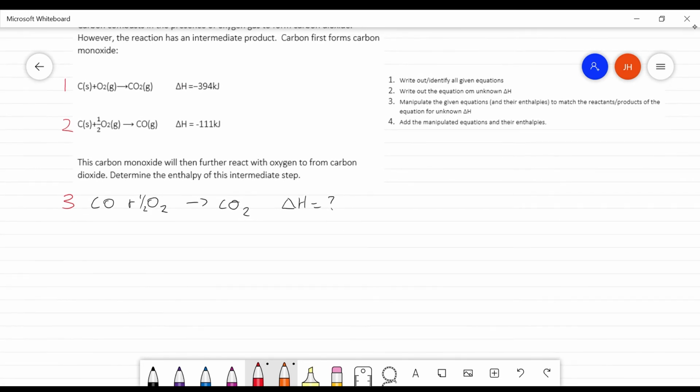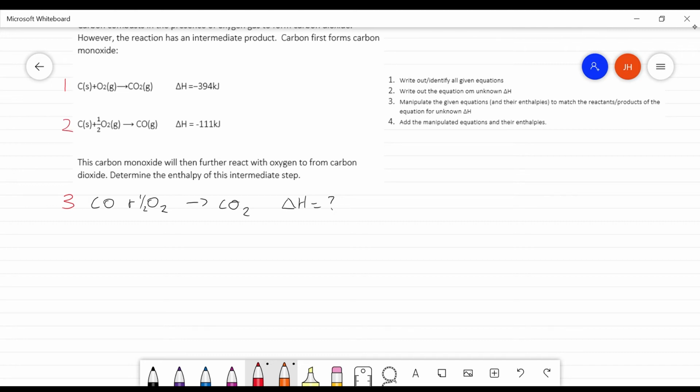So when we look at our reactions here, we're looking for the unique reactants, ones that we don't see in other equations. So for number 1, that means we're looking at the carbon dioxide, and for number 2, we're looking at the carbon monoxide. At the moment, equation 1 is exactly the way that we want it to be.